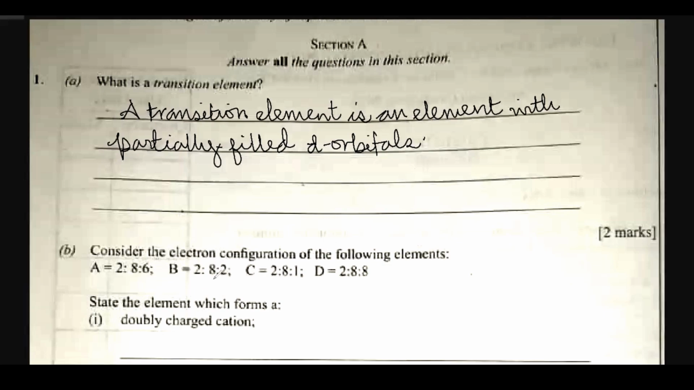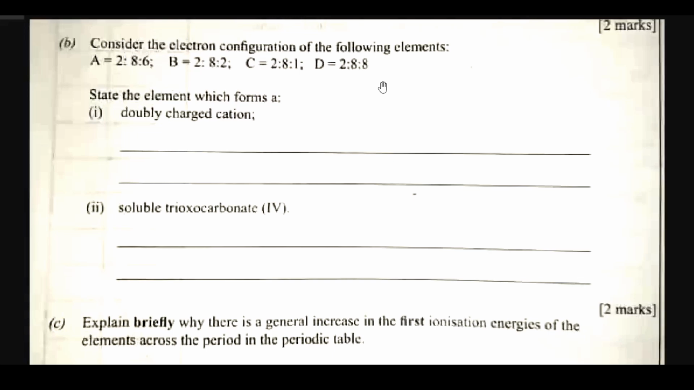Then the next question says, consider the electron configuration of the following elements: A is 2,8,6, B is 2,8,2, C is 2,8,1, and D is 2,8,3. A has how many electrons? A has 16 electrons. B has 12 electrons. C has 11 electrons. And D has 13 electrons.